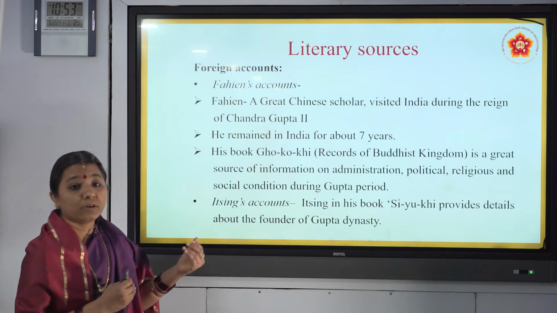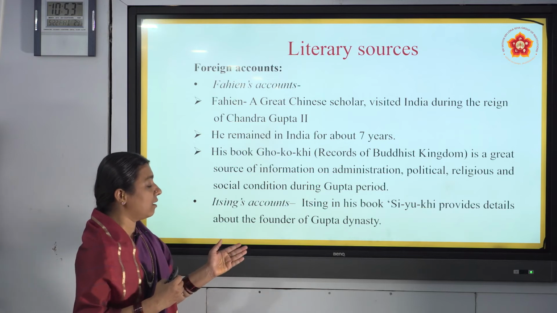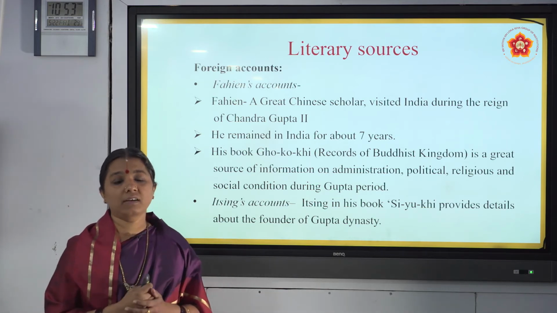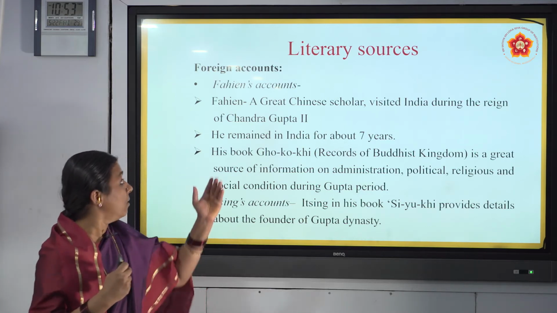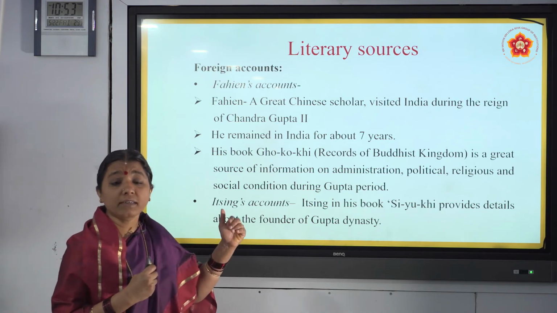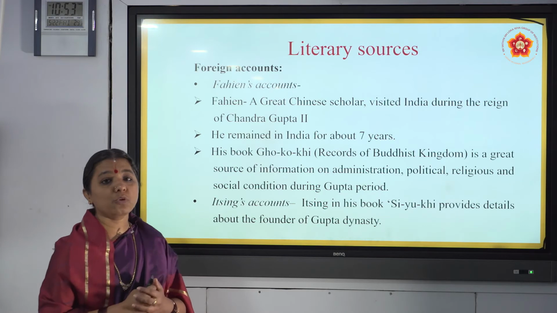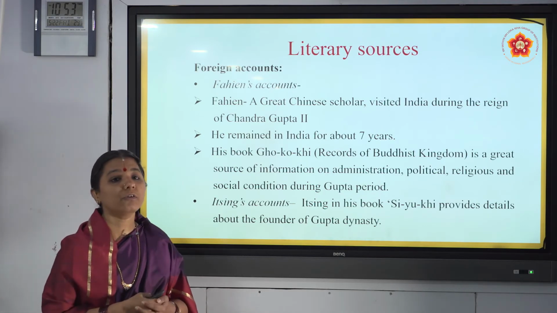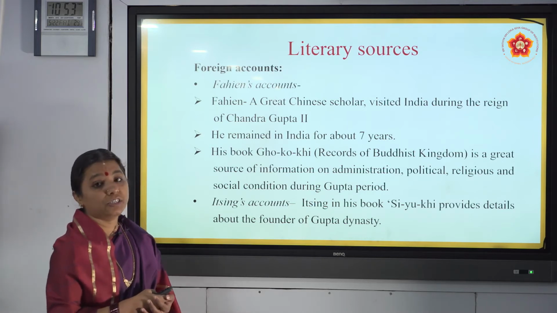The next important foreign account is Itsing's account. Itsing came to India after the death of Harshavardhana, around the 7th century CE. Fahian came during the 5th century CE. In his book, he provides details about the founder of the Gupta dynasty, Sri Gupta, who is mentioned there.